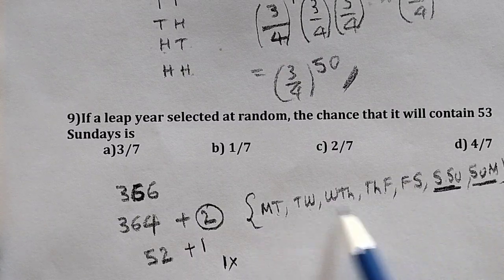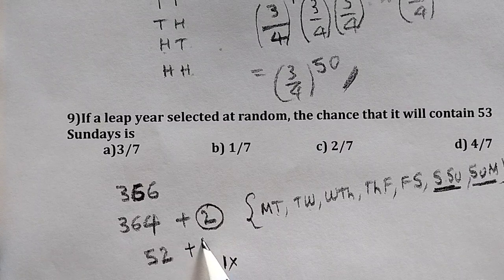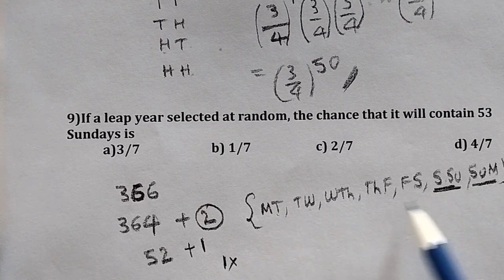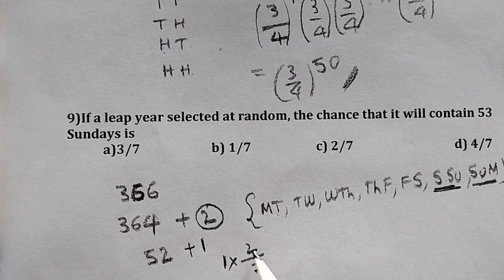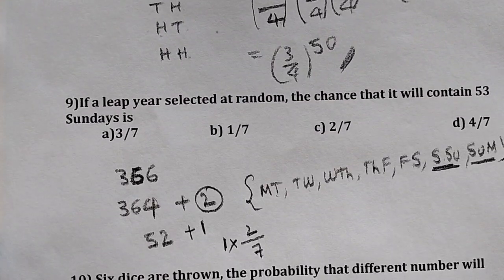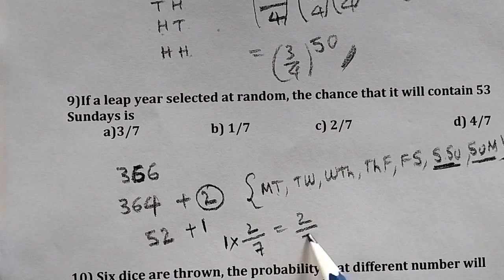So the probability of getting the 53rd Sunday depends on these possibilities. There are 7 total possibilities, and the required ones are 2. Now your answer is 2 by 7.